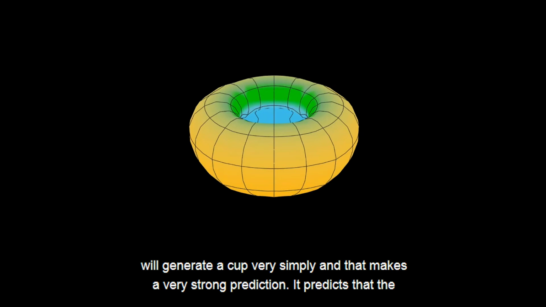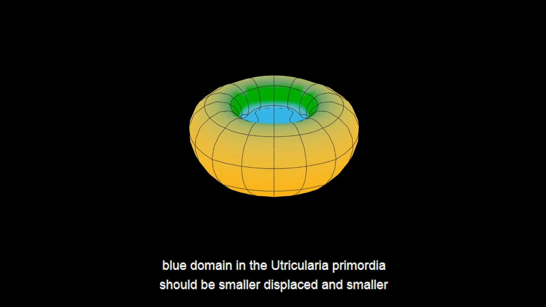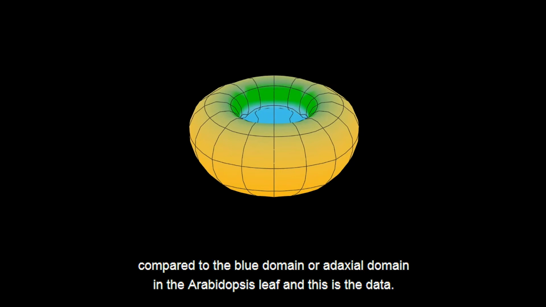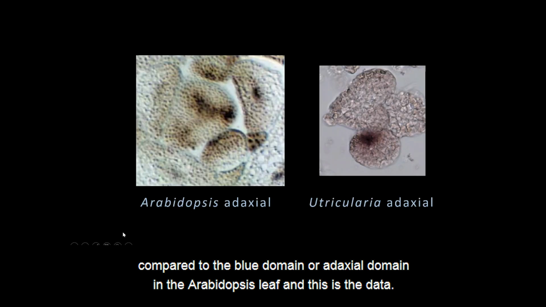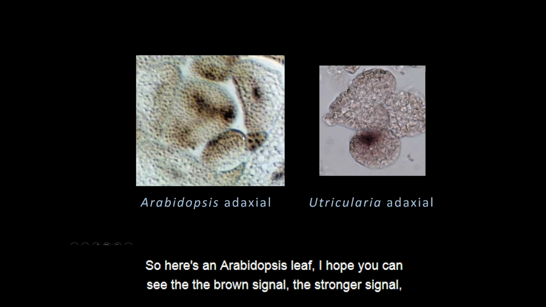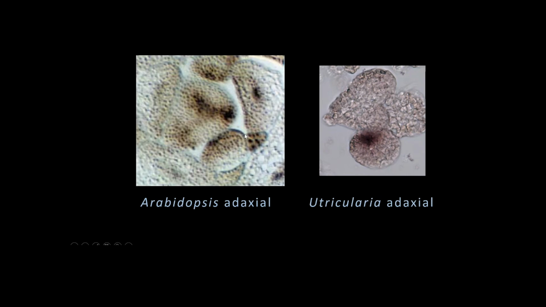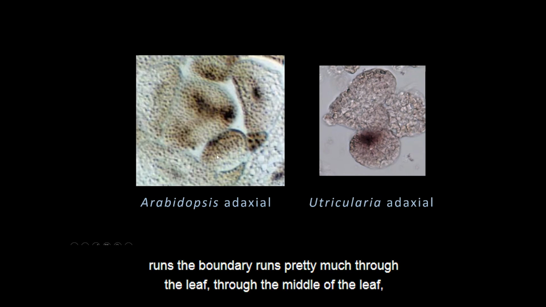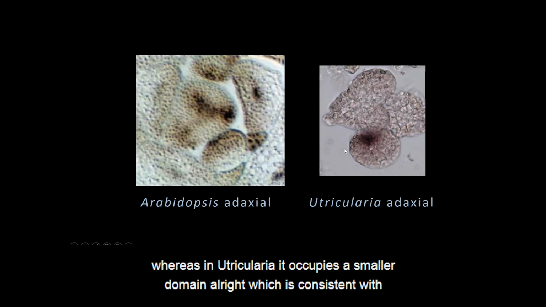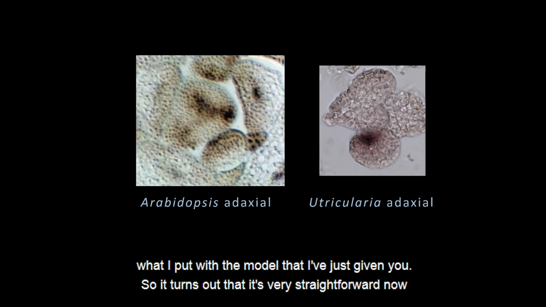And that makes a very strong prediction. It predicts that the blue domain in the Utricularia primordia should be displaced and smaller, compared to the blue domain or ad-axial domain in the Arabidopsis leaf. And this is the data. So here's an Arabidopsis leaf. I hope you can see that the brown signal, the stronger signal, the boundary runs pretty much through the middle of the leaf, whereas in Utricularia it occupies a smaller domain, which is consistent with the model that I've just given you.